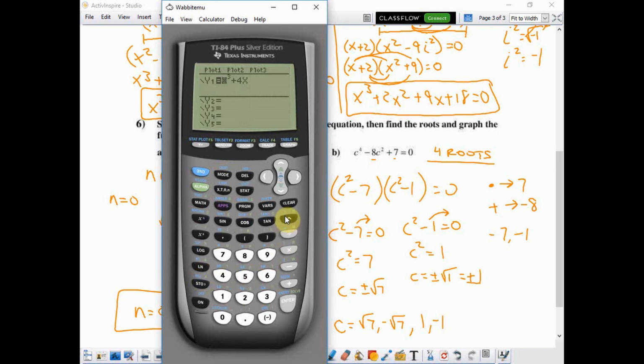And then clear that out, c to the fourth. I'm just going to use x again. Minus 8c squared plus 7. Graph. And I can see 4 real roots. Okay, so I've got one root at 1, one at -1, one at the square root of 7, one at the opposite of the square root of 7.